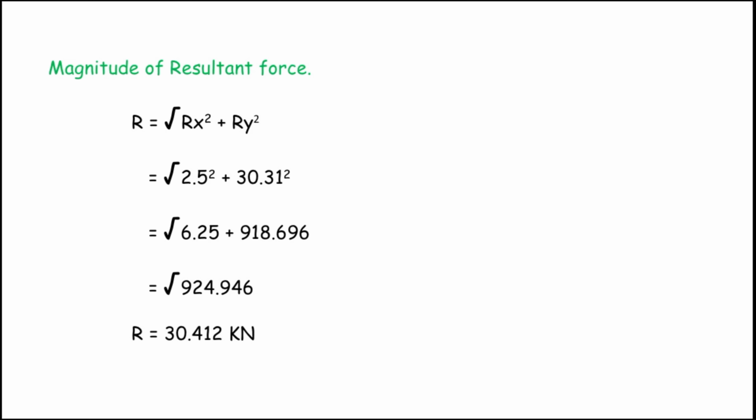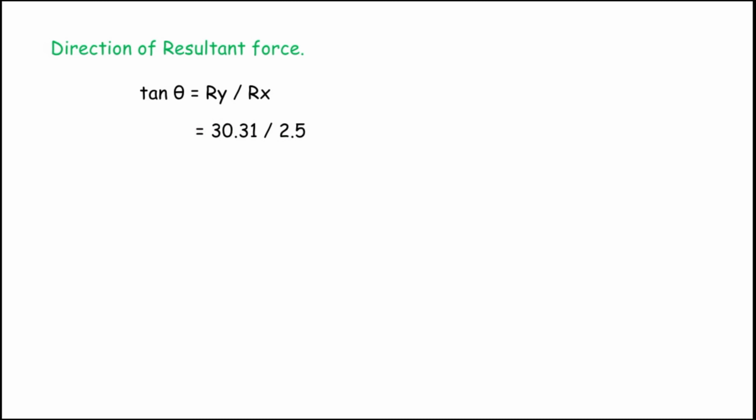We have to find the value of the direction. The formula for the direction of the resultant is tan theta equal to Ry by Rx. Now we substitute the values of Ry and Rx: 30.31 divided by 2.5. The value will be 12.124. Now we transfer the tan from the left to the right, and it becomes tan inverse. So theta equal to tan inverse 12.124. The value will be theta equal to 85.254 degree.